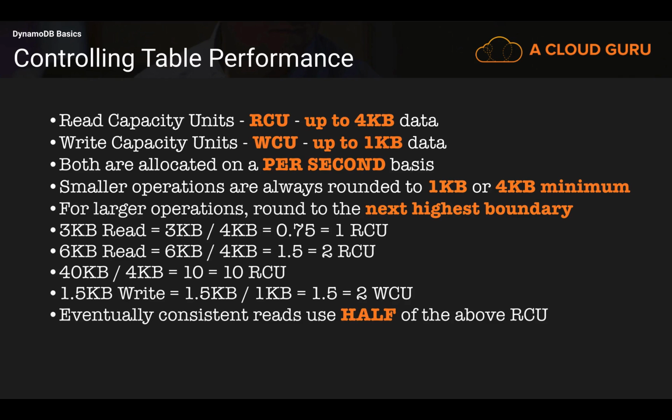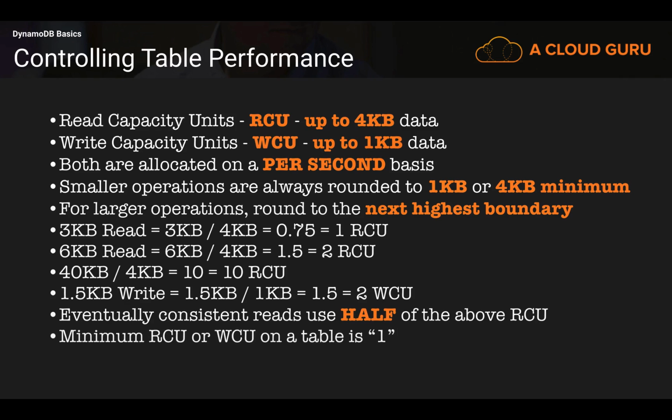Now, there is an exception. The above formulas are for all writes and for strongly consistent reads. Remember earlier in the course where I discussed DynamoDB's consistency model and talked about eventually or strongly consistent reads. Eventually consistent reads use half of the capacity, so an operation that would take 1 RCU to perform with strongly consistent reads only takes 0.5 units to perform eventually.